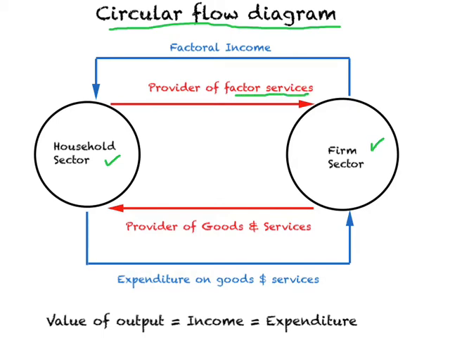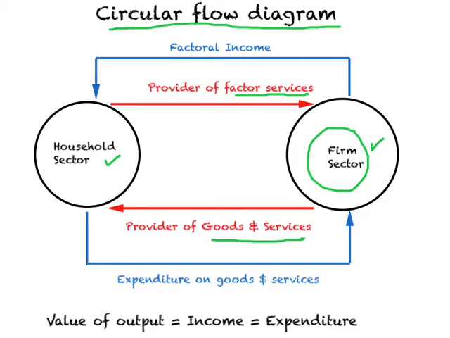What do we mean by factor services? We provide labor. We are also owners of machines. We are owners of land and capital, and also entrepreneurship. So the household sector provides firms with factor services, and in the firm sector, what we do is we go and produce goods and services. And who consumes goods and services? It is the household sector, or people like you and me. So household sector is the provider of factor services, and the firm sector is the provider of goods and services.